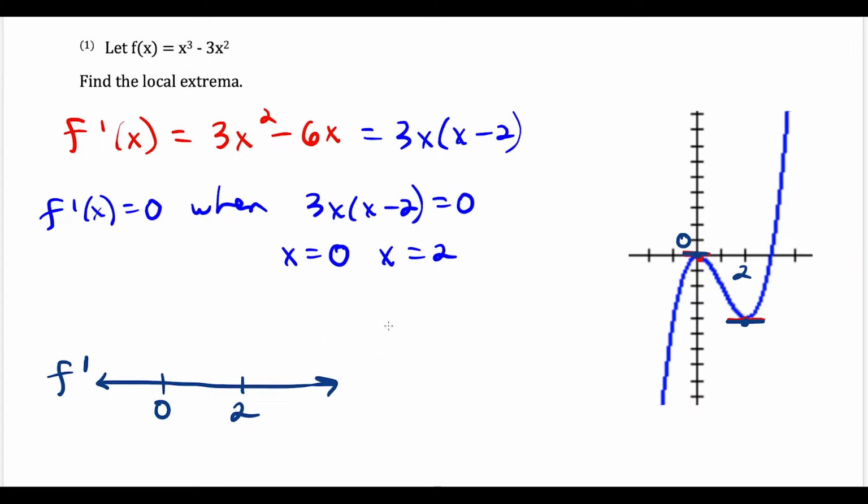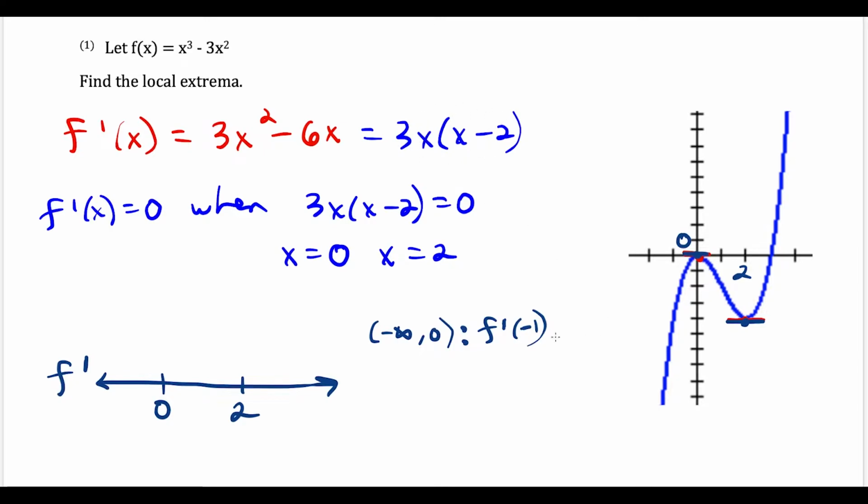And the long way would be to actually plug in values on each interval. So notice from negative infinity to 0 is the first interval. And let's say I plug in a number like -1. So I plug that into the first derivative, and I would prefer to plug it into the factored form.